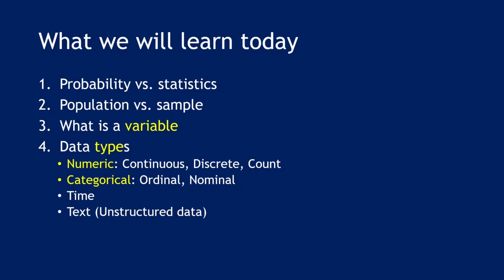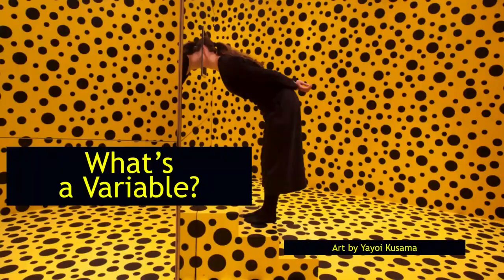So hopefully by this time you have a good idea of probability versus statistics and population versus sample, and you've heard the word variable a bunch of times, so let's clarify what that means. What is a variable? By the way, I really like the art by Yayoi Kusama. She has a lot of polka dot designs in her installation art, and I think they are just wonderful beauties for us to enjoy in a data analysis class.